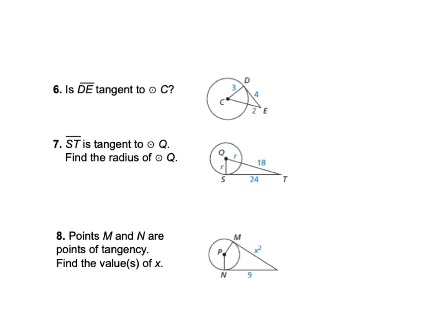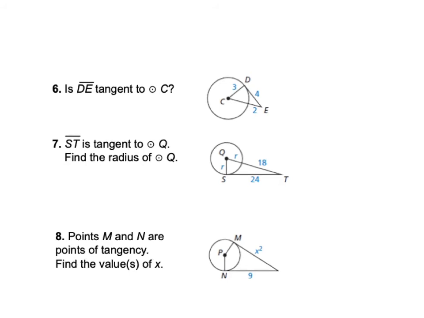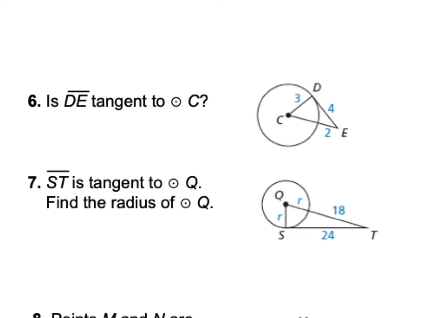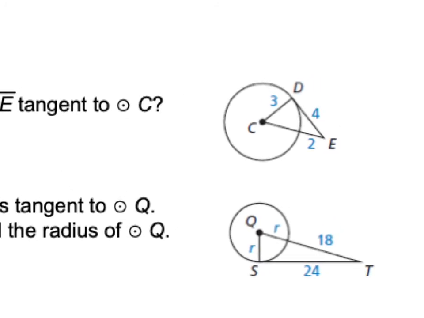Okay, just 3 last questions here to kind of make you think just a little bit. We want to know, is DE tangent to circle C? Well, if it's tangent, that means that we've got a right triangle. That would mean that where they intersect makes a right angle. And we'd have our two legs here, and then our hypotenuse is right here. And the hypotenuse obviously is not 2 units long, because that's only the outside part of the hypotenuse.